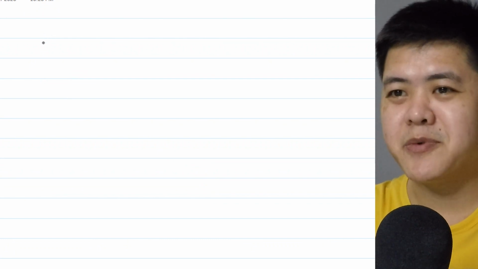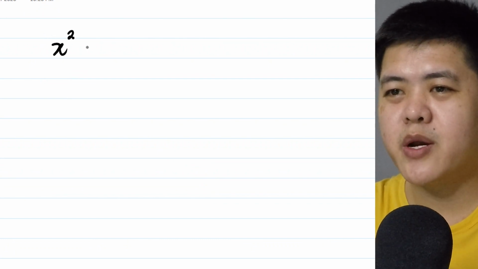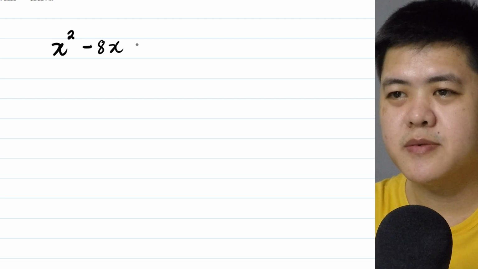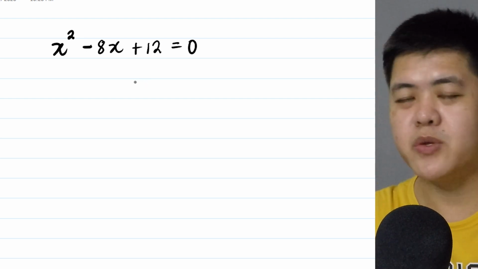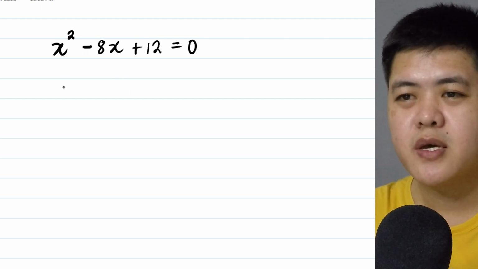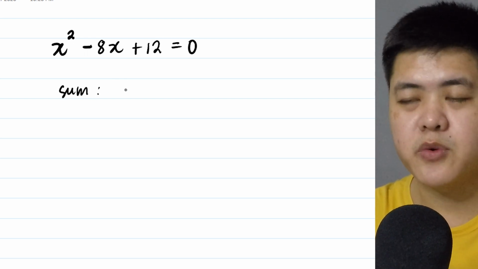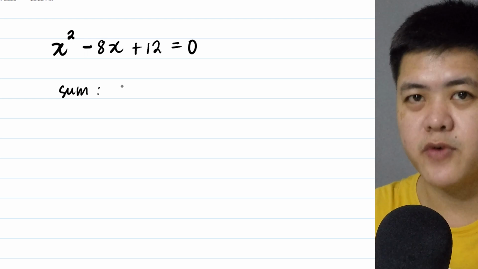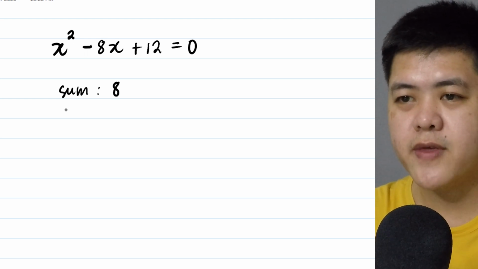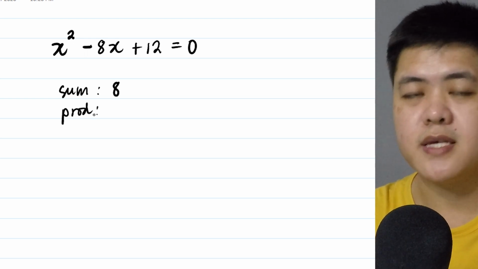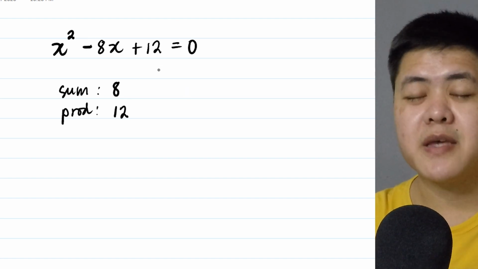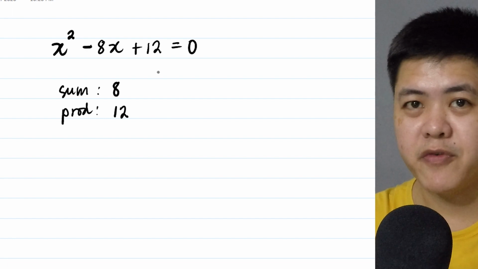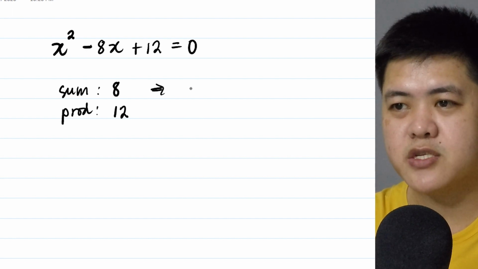Let's have another example. So say we have x squared minus 8x plus 12 is equal to 0. First step, we need to get the sum and product of the roots. The sum of the roots is negative of negative 8 over 1, so that's 8. And then the product is 12. Next, the next step is to get the average of the sum of the roots. So in this case, the average is 4.